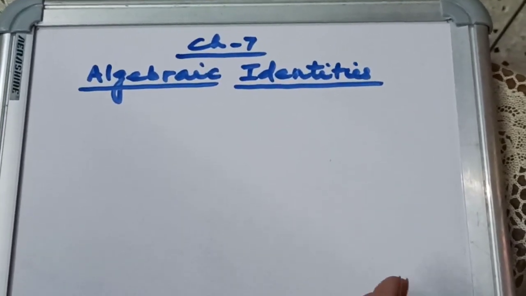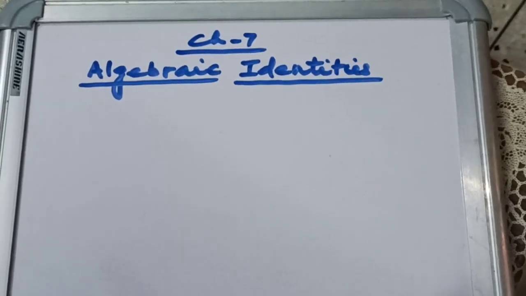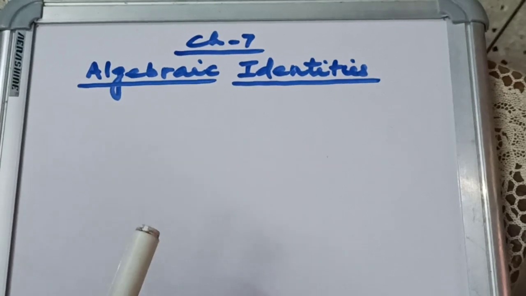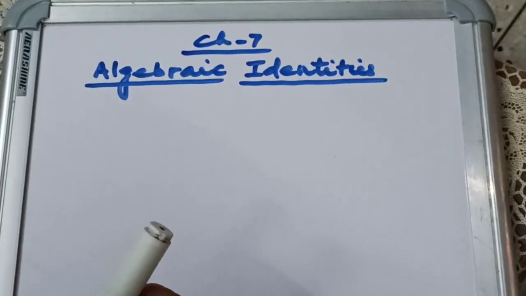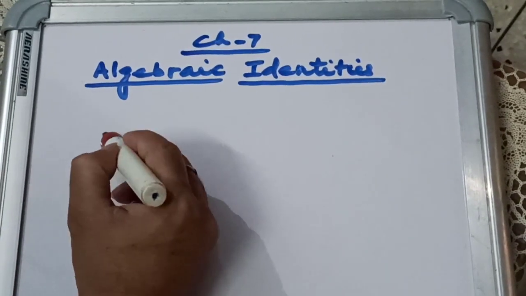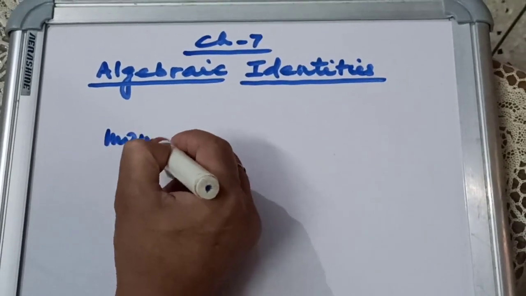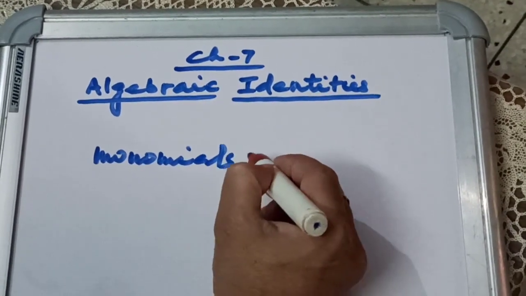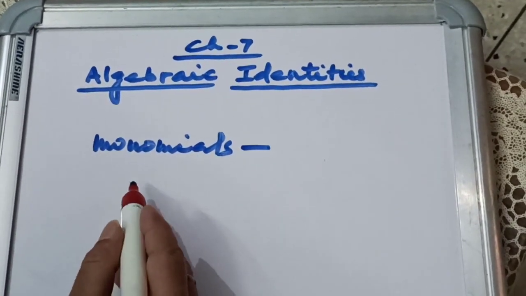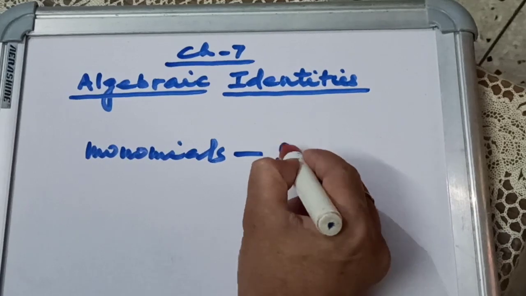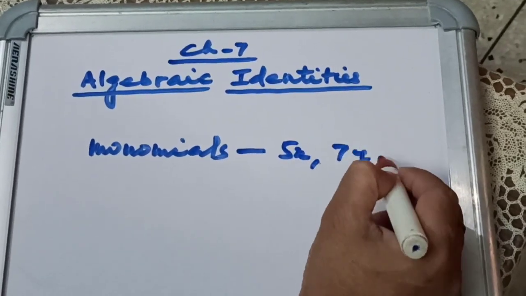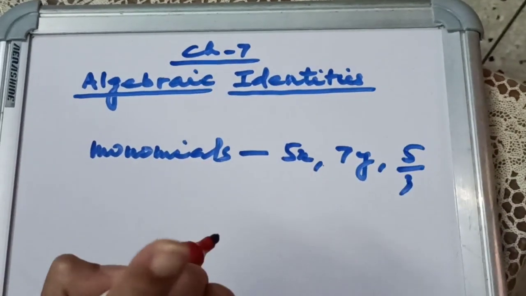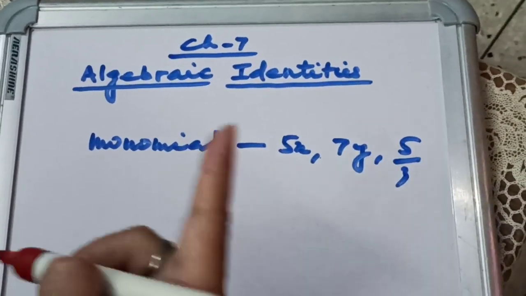monomials, binomials and trinomials. Monomials means it consists of one term: 5x, 7y, 5y³, etc. Only one term it contains.